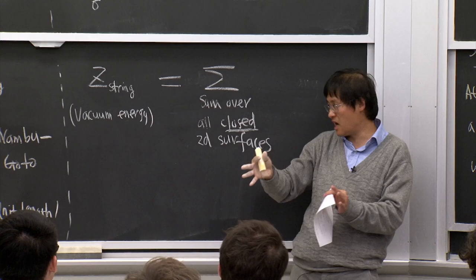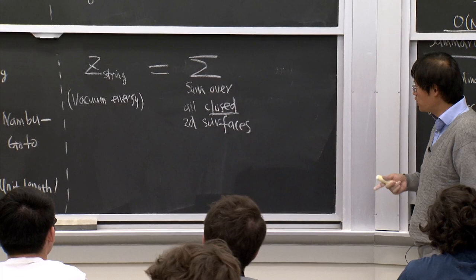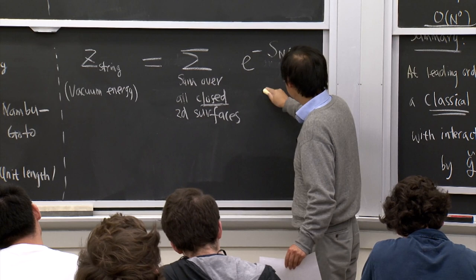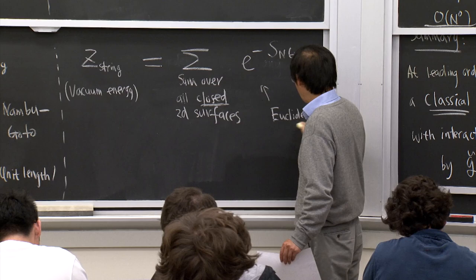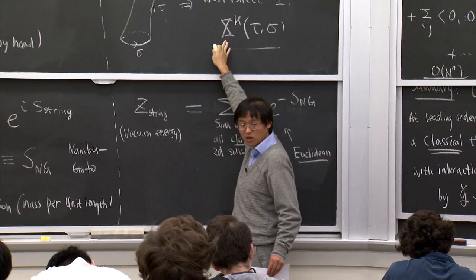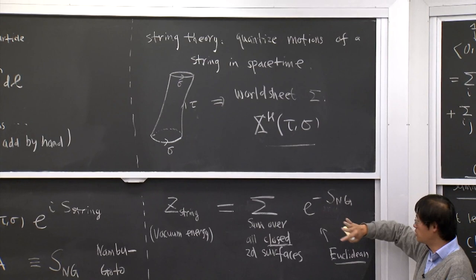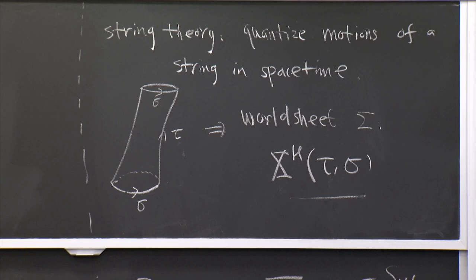And exactly as in the quantum field theory case, it's easier to do this by going to the Euclidean signature. Essentially, instead of considering a surface in Lorentzian space-time, you analytically continue the full space-time to the Euclidean signature. And then this just becomes some surface in some Euclidean space, which is a much easier mathematical object to deal with. Okay, so that's what you get if you have a string.